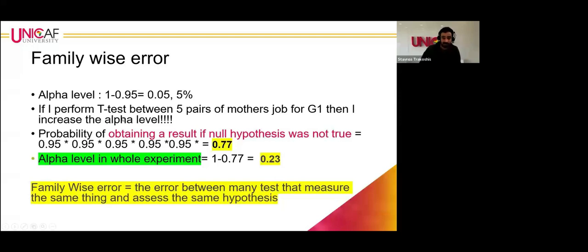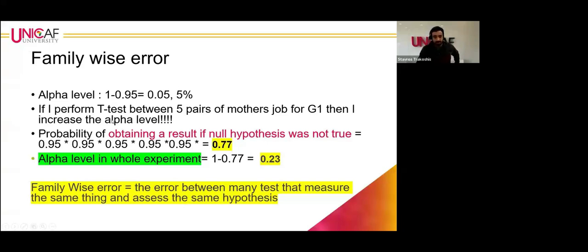If I perform t-tests between 5 pairs of mother jobs, for example, then I increase the alpha level. The probability of obtaining a result if the null hypothesis was not true is derived from multiplying my confidence levels. So if I do 0.95 times 0.95, I get this number. So the alpha level in the whole experiment is 0.75 subtracted from 1. So the alpha level is increased.